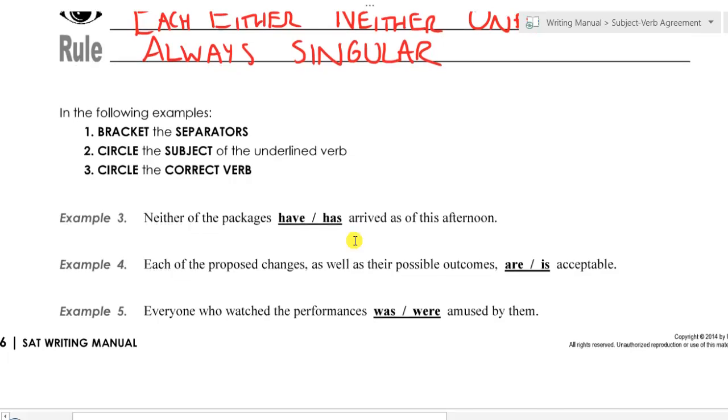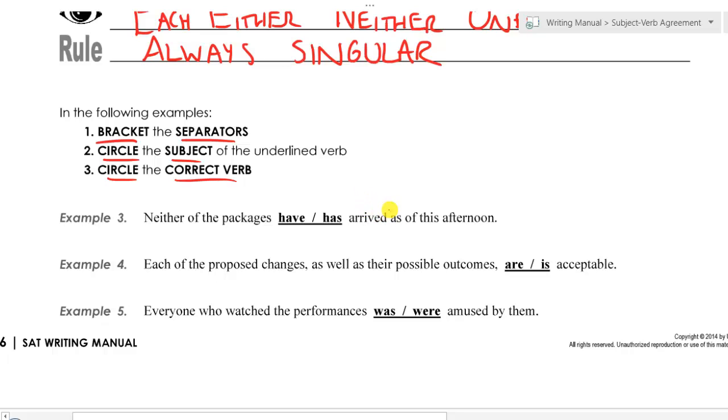In examples 3, 4, and 5, same as always, we are bracketing separators. We are circling the subject. We are circling the correct verb. Go ahead and do examples 3, 4, and 5 on your own right now.